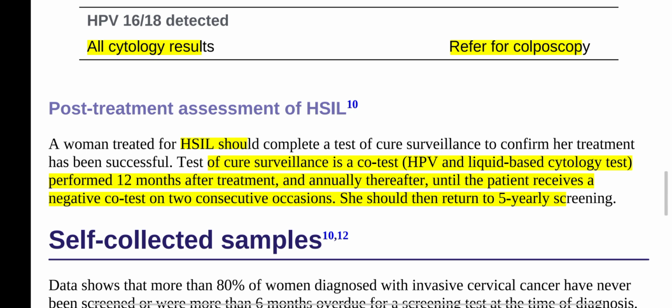So both HPV and liquid based cytology, once we receive two negative results, that means if we are doing it yearly, then after 1 year if we get a negative test, we have to repeat again after 1 year, and if it is again negative, then we return those patients to the normal 5 yearly screening program. Again she will undergo routine screening after having a negative co-test on 2 occasions.